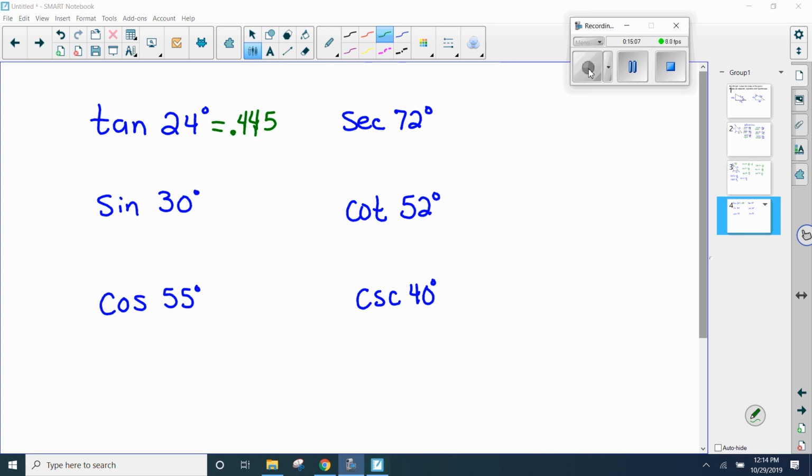This is something we were making reference to yesterday. You could use your calculator. I want to know, what is the sine of 30 degrees? So you're going to hit sine on your calculator. Hopefully everybody's in degree mode. You're going to hit 30 and hit enter. And what do you get for an answer? 0.5. Okay, yesterday we talked about this.